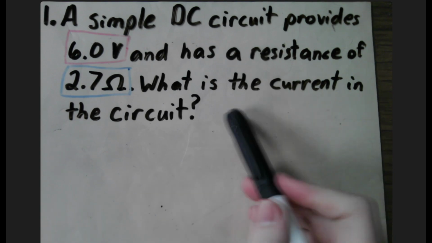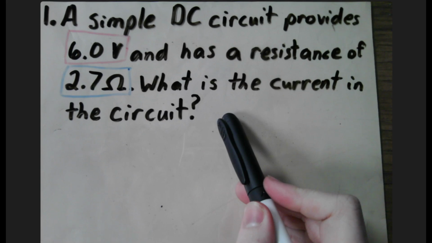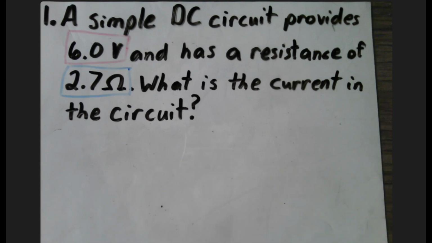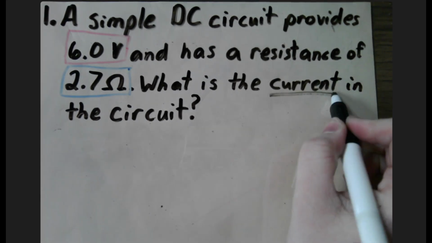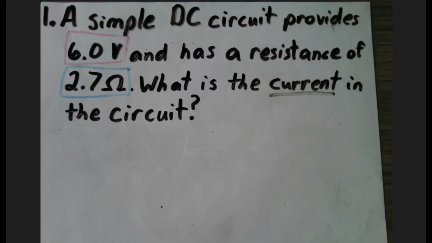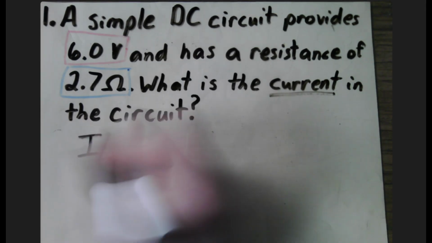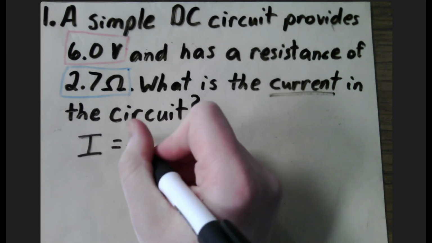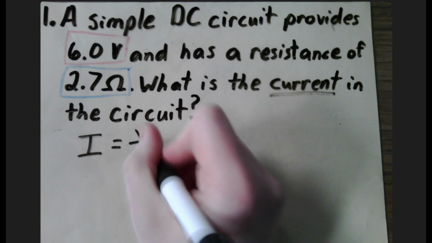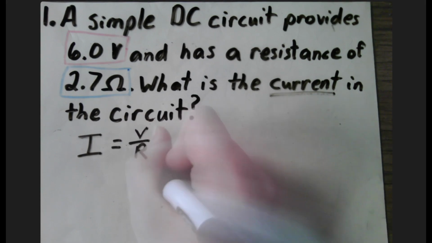A simple DC circuit provides 6.0 volts and has a resistance of 2.7 ohms. What is the current in the circuit? Well, we are looking for current, so we're going to use that formula. Current, I, is equal to voltage divided by resistance.